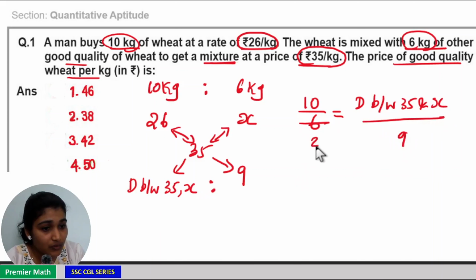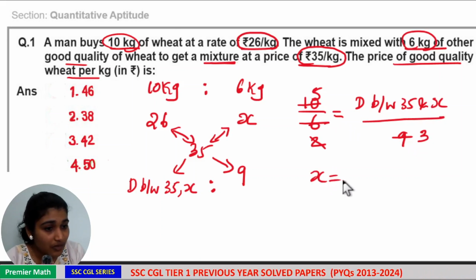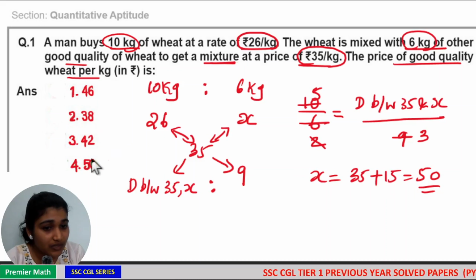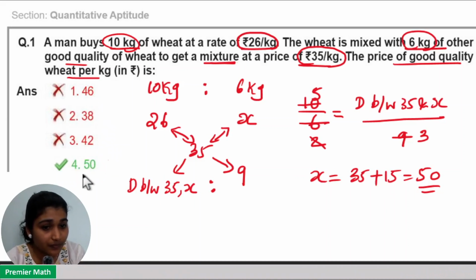Now 3 goes 2 times in 6, 3 goes 3 times in 9, 2 goes 5 times in 10. So the difference between 35 and x is equal to 5 into 3, 15. Then x must be 35 plus 15, 50, because x is not less than 35 here. So we can't take 35 minus 15. So option 4 is your answer. X must be 50 here.